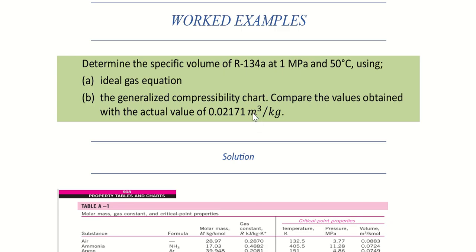Once you see meters cubed per kilogram, anytime you see a property being divided by kilogram, you know we're talking about a specific property. So this is specific volume. So we're going to be looking at specific volume. So one thing you need to notice and recognize before you attempt anything is this here, the R-134.